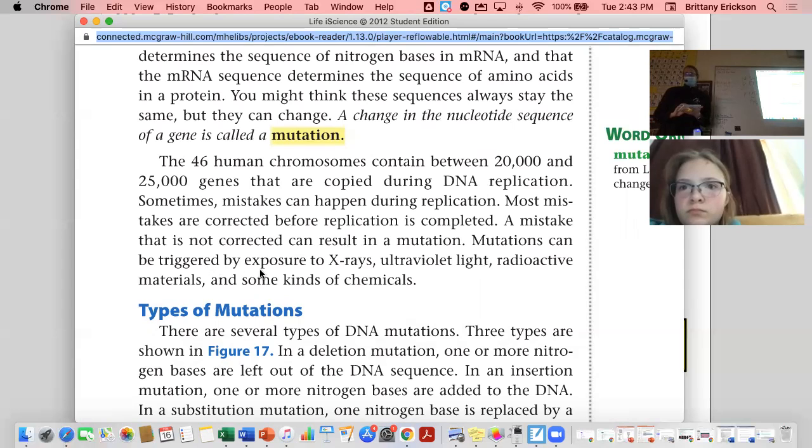Mutations can be triggered by exposure to X-rays, ultraviolet light, radioactive materials, and some kinds of chemicals.